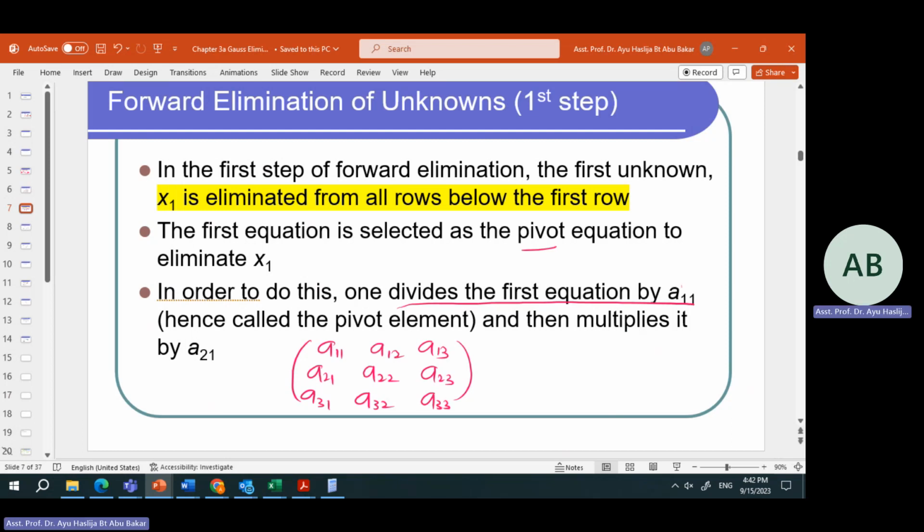So here is the row. This one is column. Number of row, row 1, column 1. So this is the value. Row 2, column 1. This is the value. And row 3, column 1. That is the value. This is how they label for the matrix.